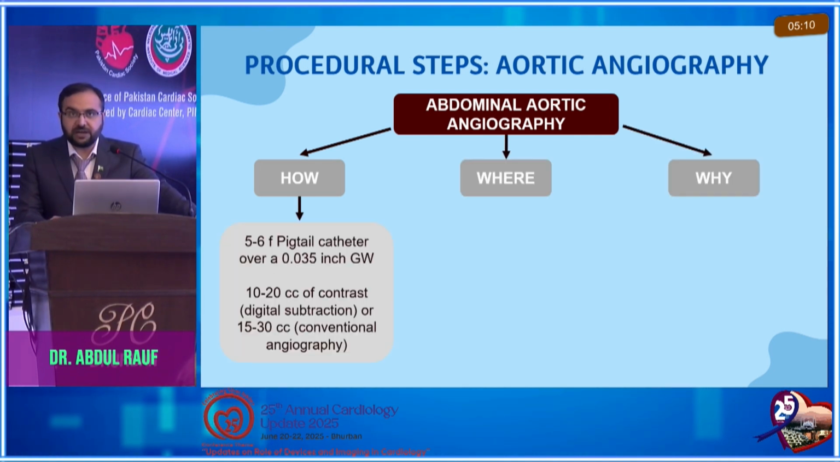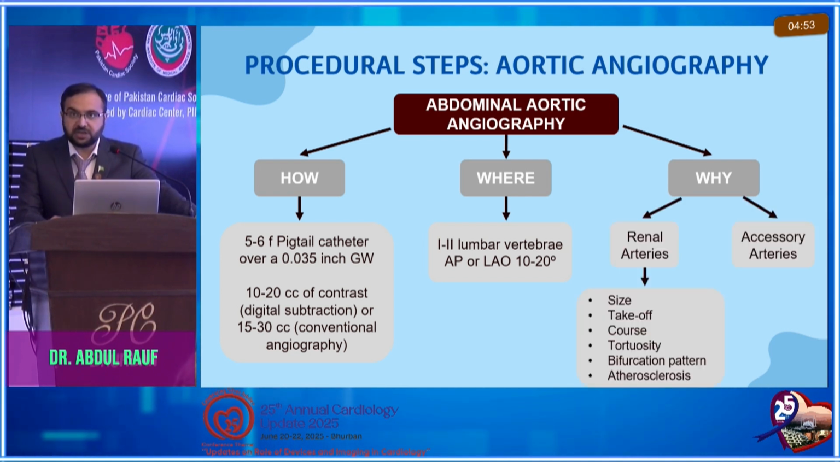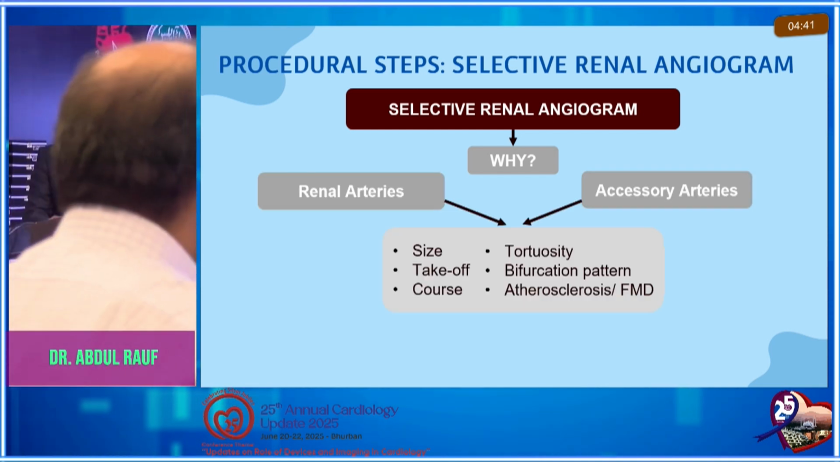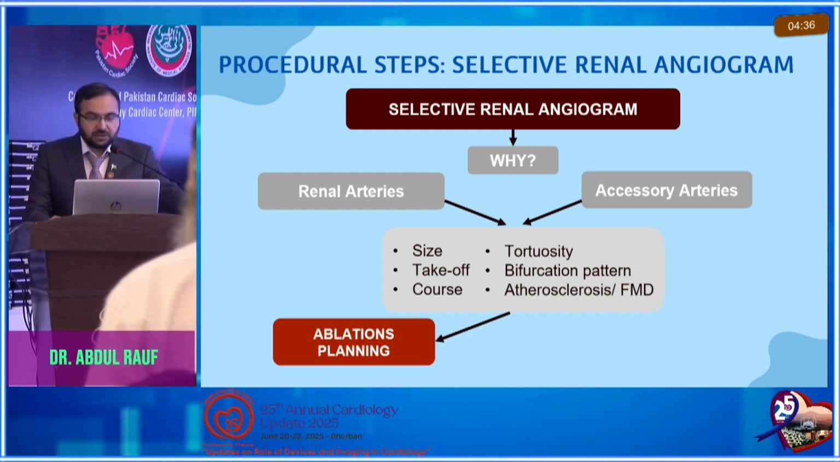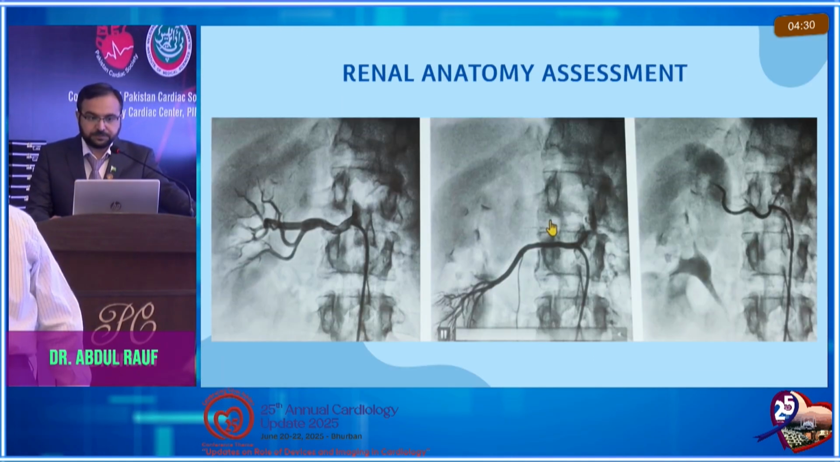It is very simple: a 5 to 6 French pigtail catheter over a simple 0.035 wire and 10 to 20 cc of contrast. The views are at the 1st to 2nd lumbar vertebra, AP or LAO 10 to 20 degrees. Why? For renal arteries and accessory arteries, for their size, take-off, course, and tortuosity, all of which should be considered while doing abdominal angiography. You have to selectively take the renal angiogram to look for size, take-off, course, and tortuosity. That's how you plan for ablation, and procedure-related concerns are addressed.